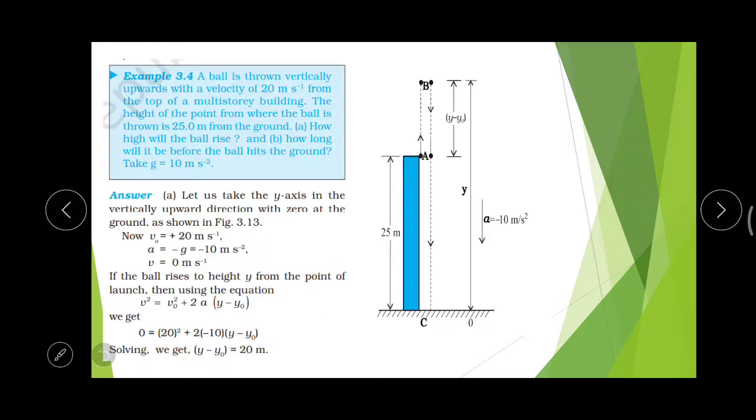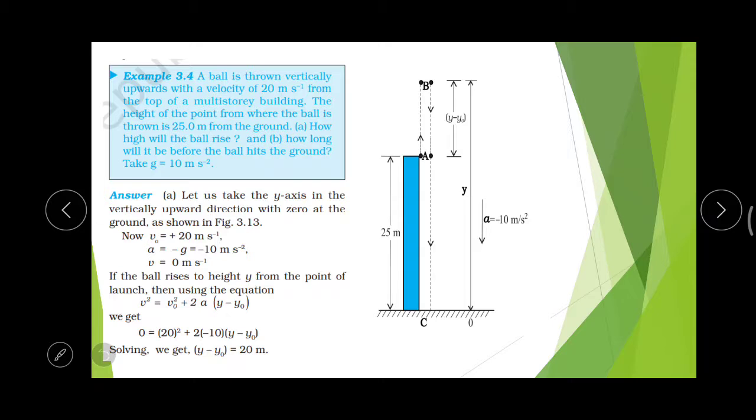Okay. Now let us come to the next question. That is example 3.4. A ball is thrown vertically upward with a velocity of 20 meters per second from the top of a multi-story building. The height of the point from where the ball is thrown is 25 meters.